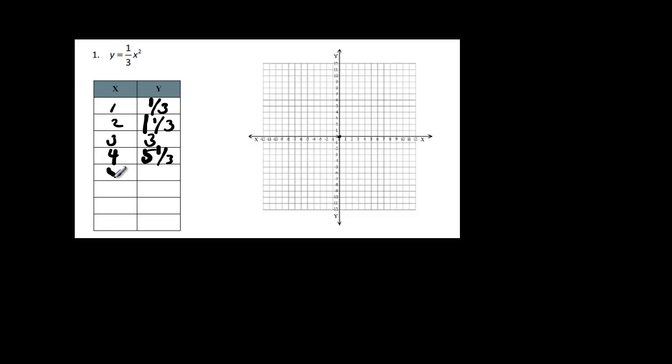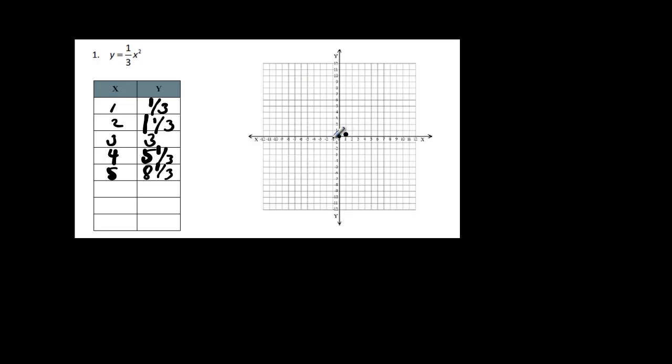And I lied, let's do one more. 5 squared is 25, 25 times 1/3 is 8 and 1/3. So, talking about symmetry, if I were to plot the point (1, 1/3), that would be right around there.